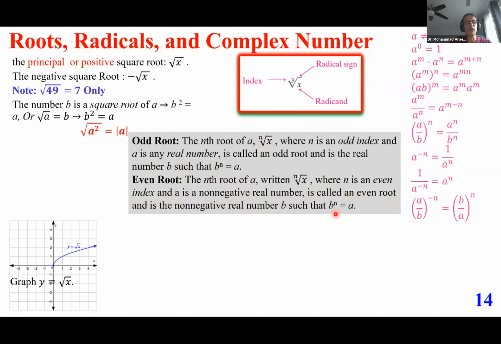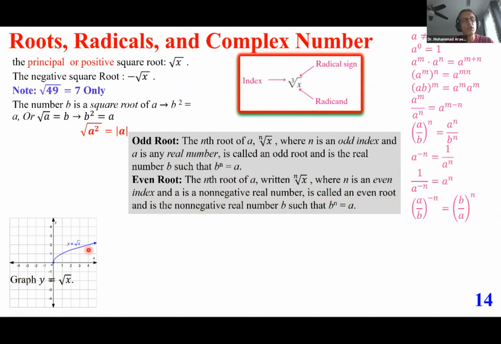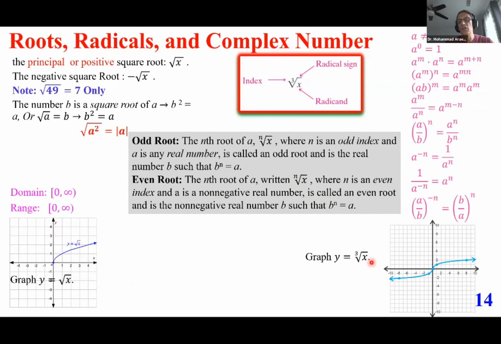In other words, if you look at the graph of y equals square root of x, which looks like this, the domain is from 0 to infinity going this way, and the range is from 0 to infinity going up. However, with the case of a cube root, we have no restrictions. The domain and range are both all real numbers.